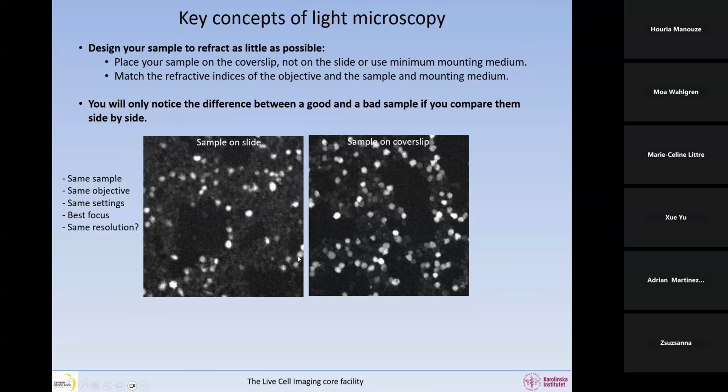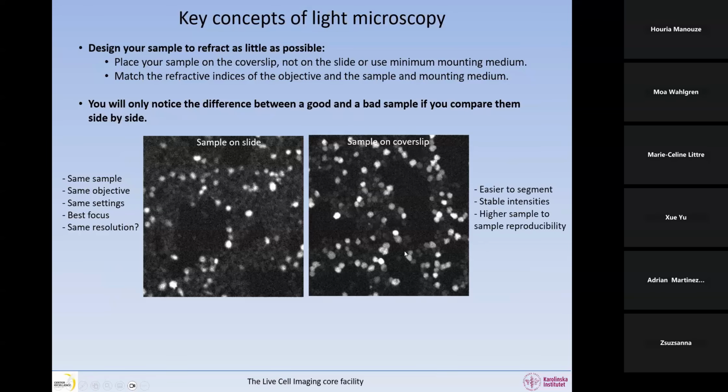And what happens? Do you think we have the same resolution in this image and in that image? Which one do you think is easier to segment? Because in this one, I can assure you we're not out of focus here. This is the best focus we can get. So this is what happens when we design a sample that creates refraction. But if you have this, you cannot really guess how much better it would be if you had your sample on the cover slip. So this one is on the slide and this one is on the cover slip.